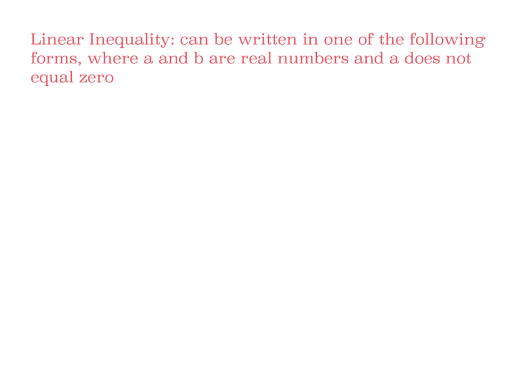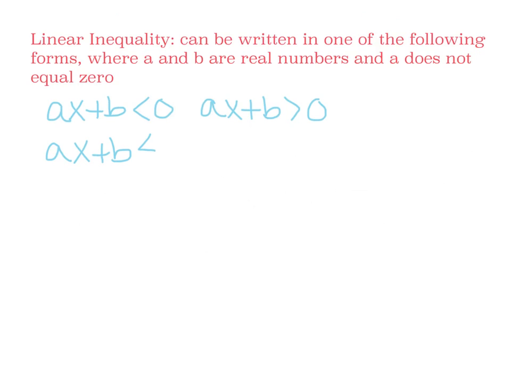We can say ax plus b, so that's just a standard line, is less than 0. That would be an inequality. It could be ax plus b is greater than 0. We could say ax plus b, just some line, is less than or equal to 0. And we could say the line ax plus b is greater than or equal to 0. So inequalities are in one of those forms.